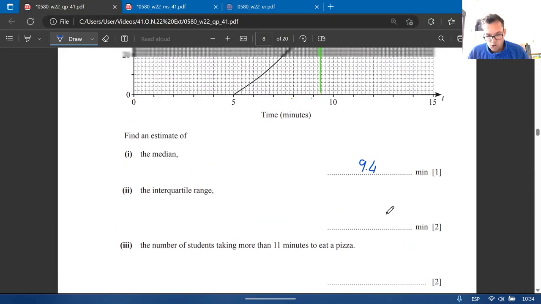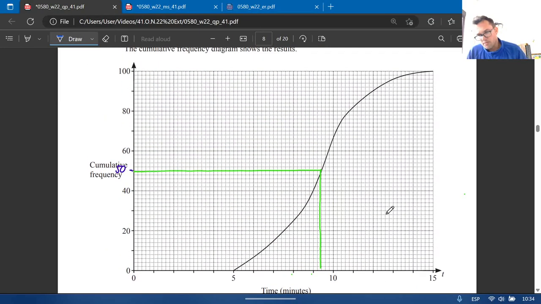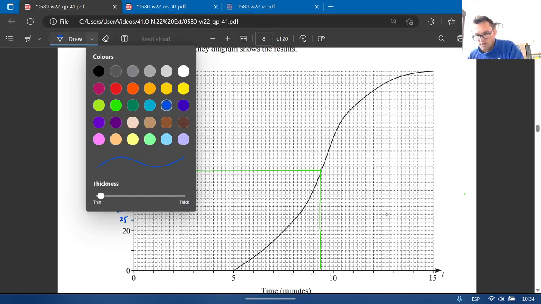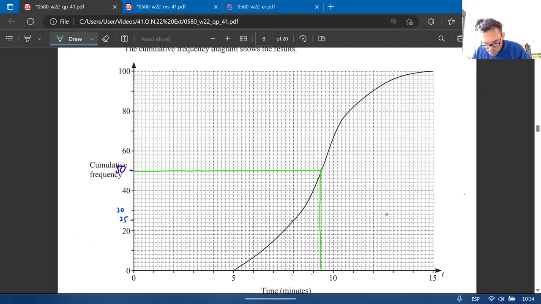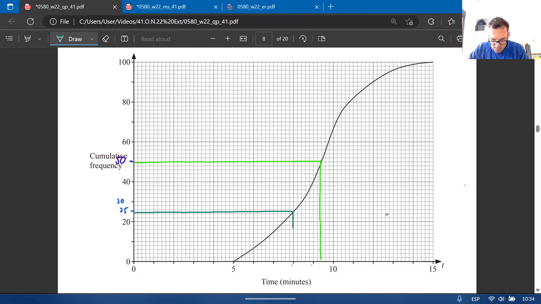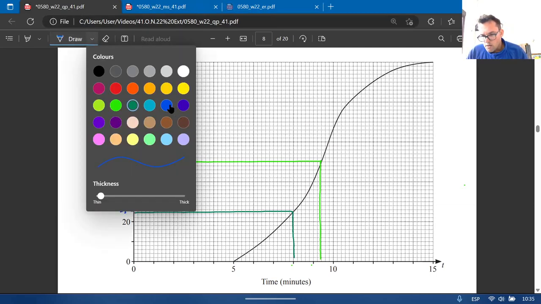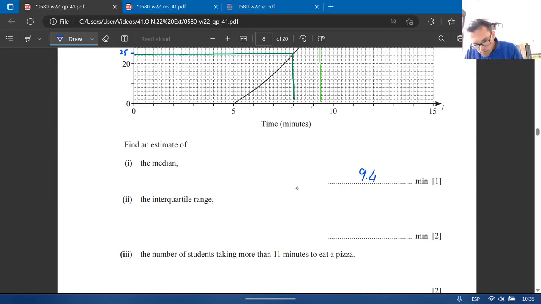Interquartile range. Right, that means we need to get the lower quartile. So for the lower quartile, we take the bottom half, half of 50 being 25, so be careful, this will be 30, so 25 will be there in the middle. Okay, so again, ruler. So this is between those two squares. Going down. Okay, what is that? 8? So the lower quartile is 8.